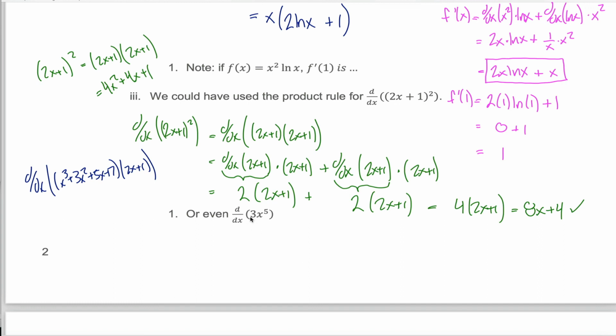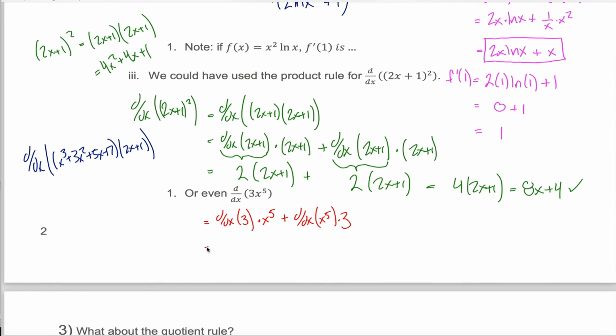If somebody asked you to take the derivative of 3x to the 5th and you were thinking very literally, you could be like, well, this is 3 times x to the 5th power, right? I'd be like, yep. So then couldn't I use the product rule and say that this is equal to the derivative of 3 times x to the 5th power plus the derivative of x to the 5th power times 3? And I'd be like, yeah, absolutely you could. And then they'd be like, all right, cool.